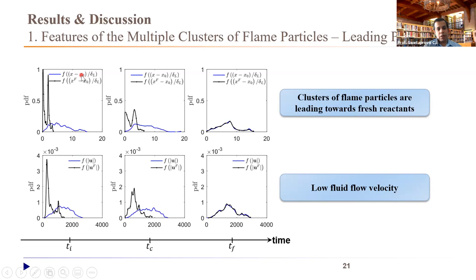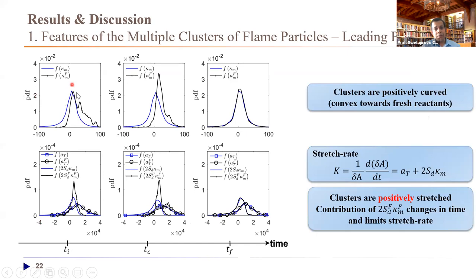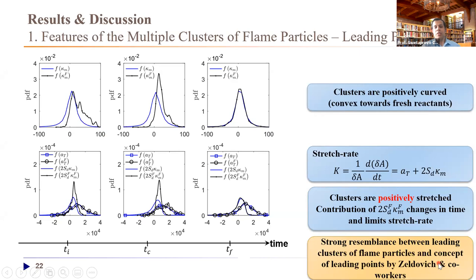X0 is the tip of the flame. So they have very small X values at the leading regions. They also have very small flow speed, and that is why they are essentially the leading. Okay, it's almost as if the flow has stagnated, not exactly, but as if the flow has reduced its speed in the leading regions. Your flow velocity is very small, and indeed they are positively curved. And there is no difference in tangential strain rates in these leading regions. So these are the important properties that characterize these leading regions that generate the complete flame surface. There is strong resemblance between the leading clusters of the flame particles and the concept of the leading point by Zeldovich and co-workers, what they said for laminar flames.